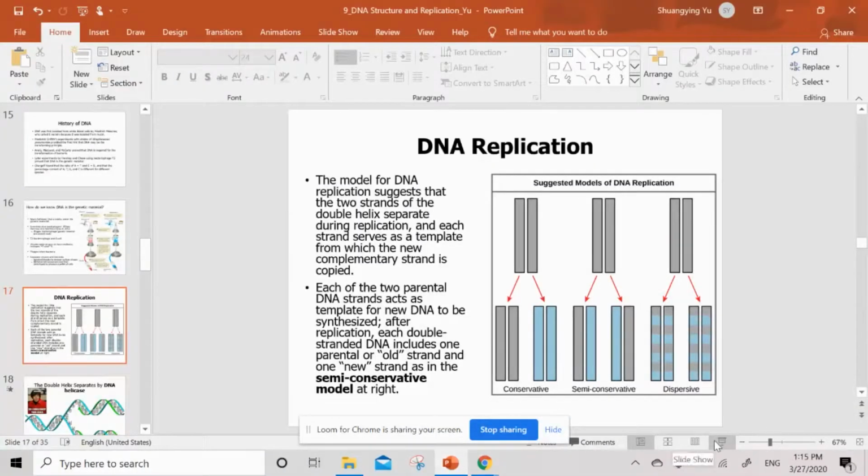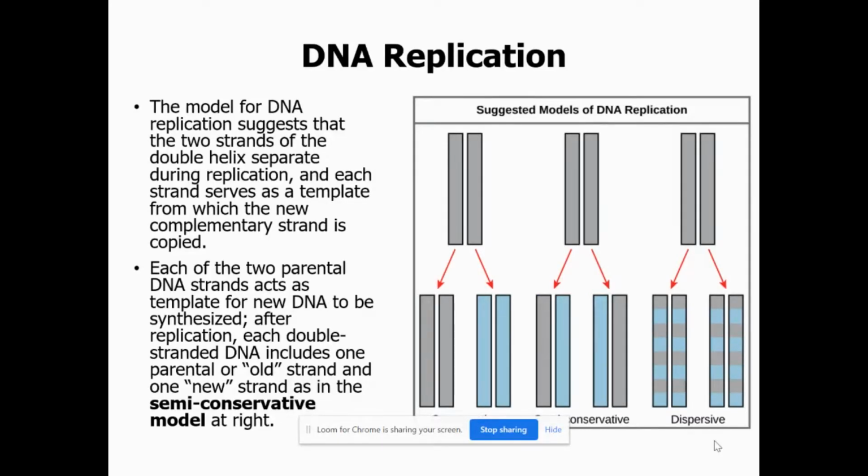Alright, so we're going to continue on this chapter. So the next topic is DNA replication. So we all know that DNA can replicate itself. And remember, we talked about cell division. And in the S phase of interphase, this is where DNA replicates itself so that you can have two sets of genetic materials that will be distributed into the two new daughter cells.